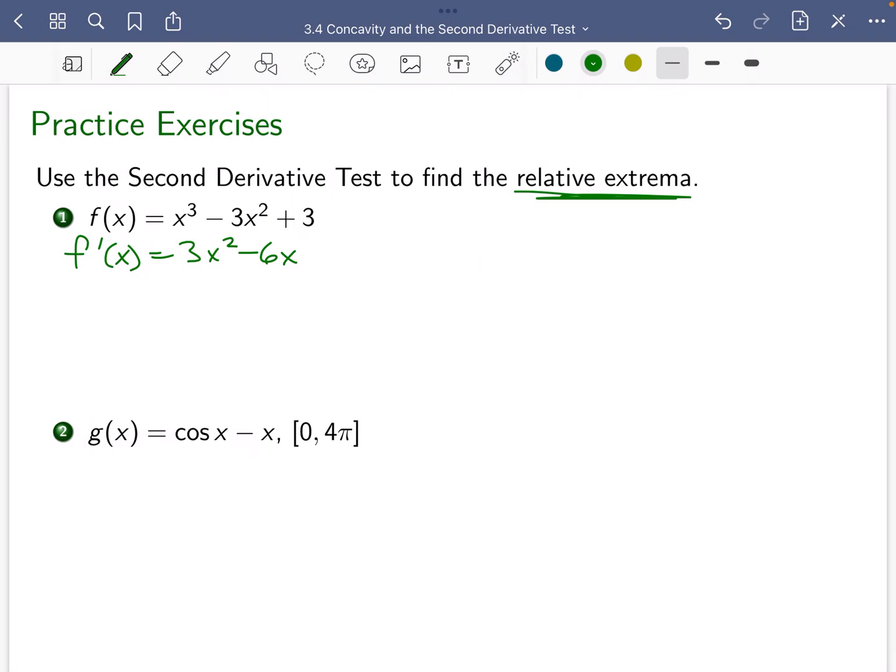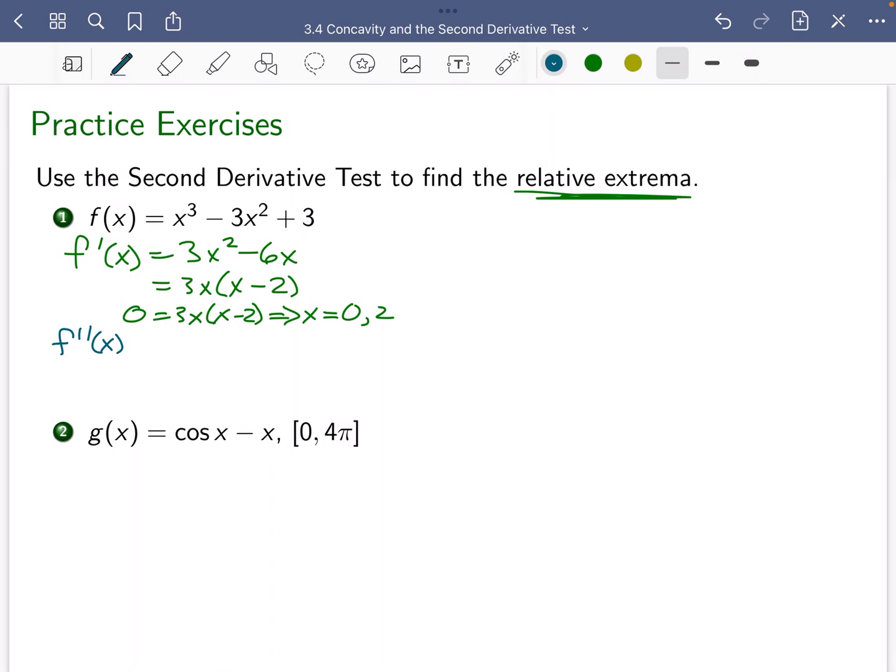We want to set that equal to 0, so we can factor out a 3x. If we set that equal to 0, then x is 0 or 2. We will also take our second derivative.